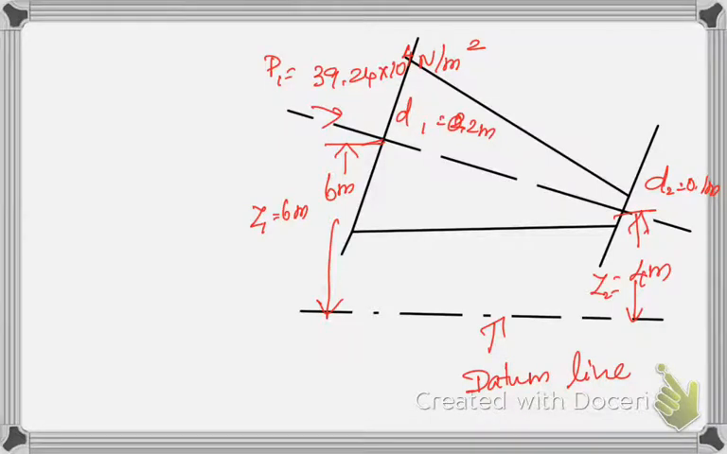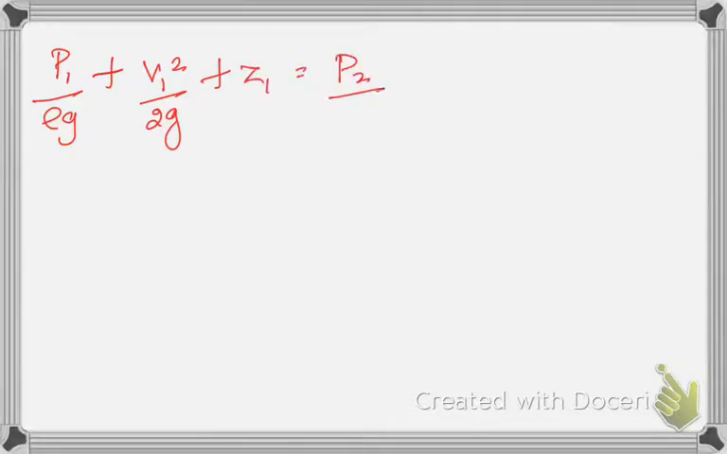Now what we have to do is determine P2, and we are going to use Bernoulli's equation. So what will be my Bernoulli's equation? We all know that P1 by rho g plus V1 squared by 2g plus Z1 is equal to P2 by rho g plus V2 squared by 2g plus Z2. So this is the Bernoulli's equation.